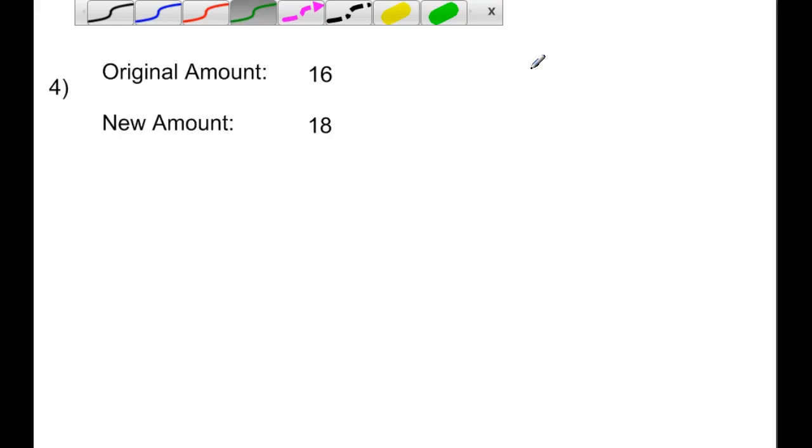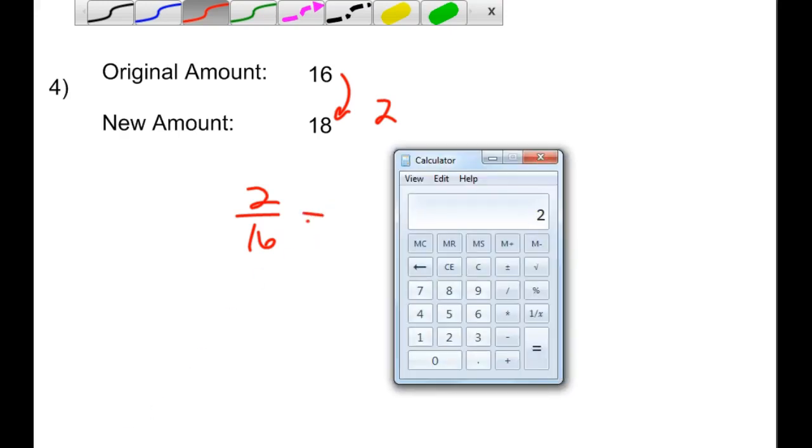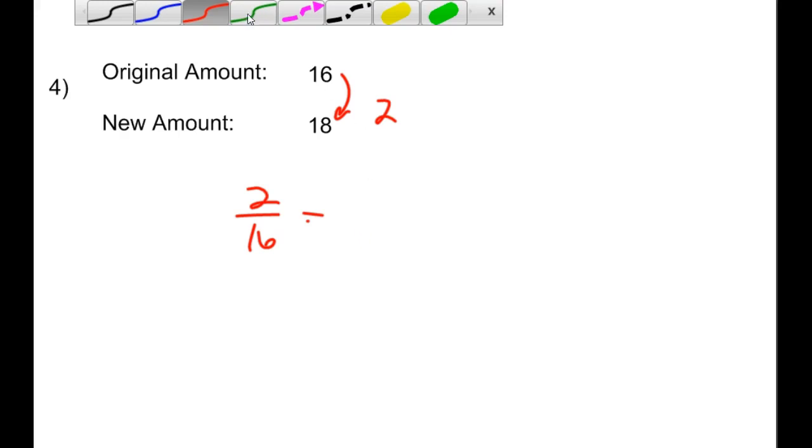Okay, find the difference between these two numbers. I'll pause. Okay, now find the difference between the two numbers. The change, or the difference, is 2. Put 2 over the original amount, 16. Now divide that number in a calculator. 2 divided by 16 equals 0.125.